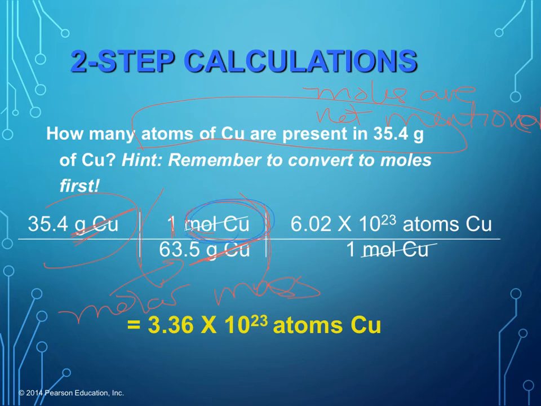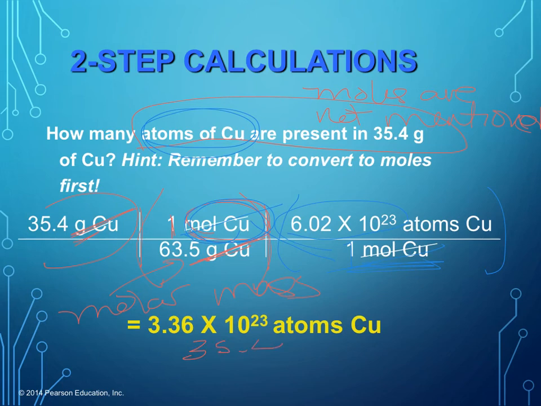The question asks us to get atoms of copper. So in order to go from moles to atoms, we use Avogadro's number as a conversion factor. We must have the units moles in the denominator so they cancel. And we know there are 6.02 times 10 to the 23rd atoms in 1 mole. So what do we have when we have this calculation? Multiply everything together in the numerator.